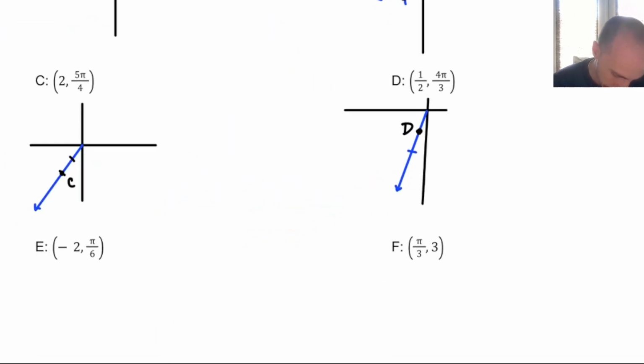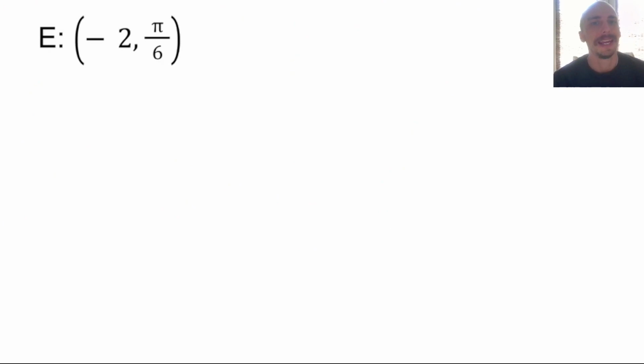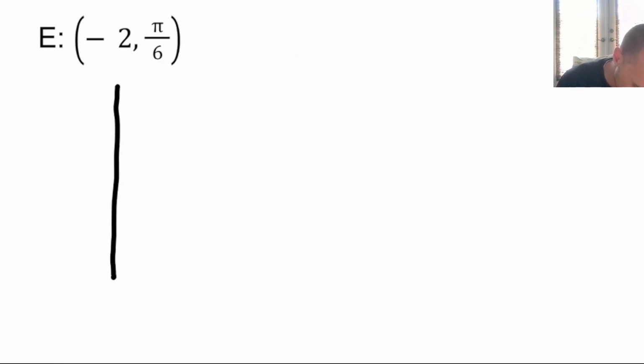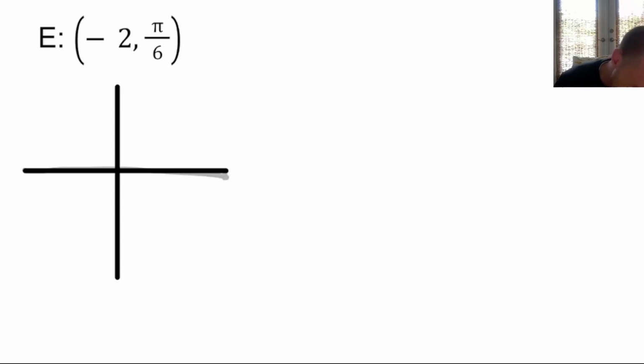Let's see, the next one's over here. Negative 2 along pi over 6. So I'm going to draw pi over 6. Pi over 6 is a 30-degree reference angle. So we're going to go towards that blue arrow, negative 2 units. So we're going to go back by 2. Maybe I'll try to extend that with a dotted line.